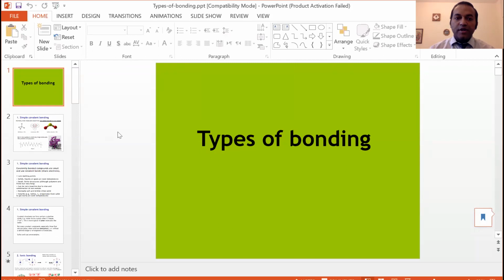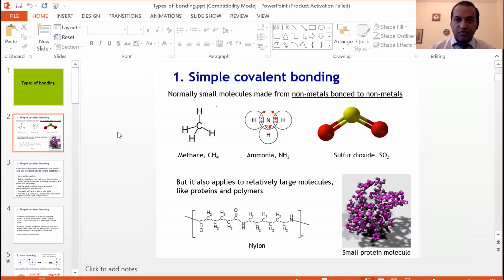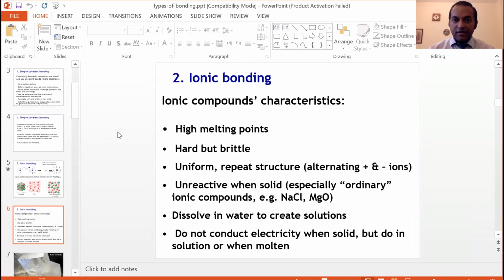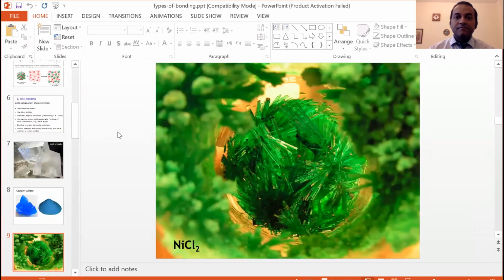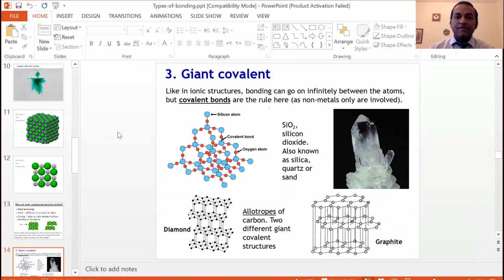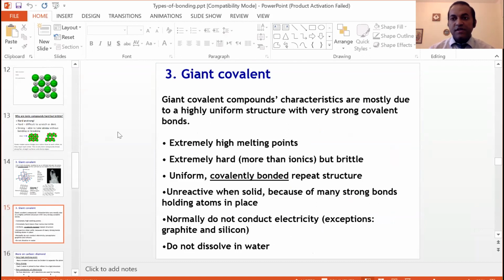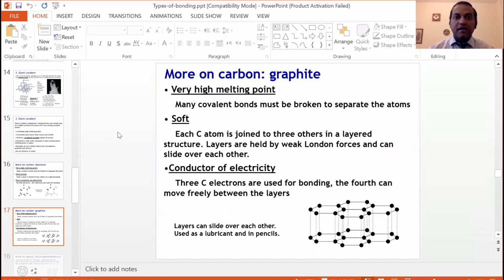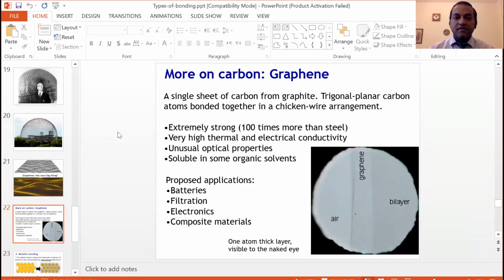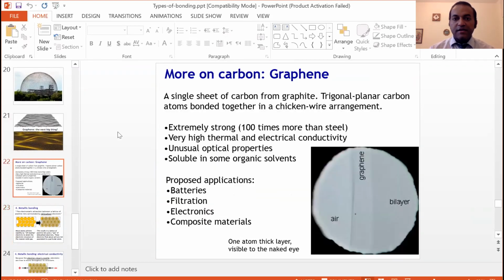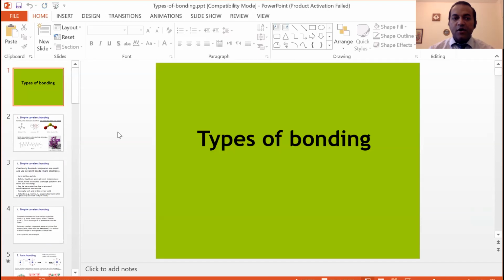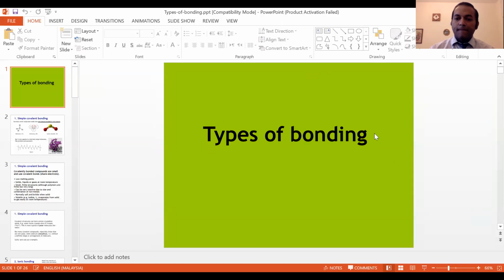Now, when we talk about bonding, there are basically four types of bonding. Simple covalent bond is one of them. And then we have ionic bonding that we learned last week. And of course, we have giant covalent bond that we will learn in the next class. And last but not the least, we have metallic bonding. So these are the four types of bonding for our level. But for today, we are only going to focus on simple covalent bond.